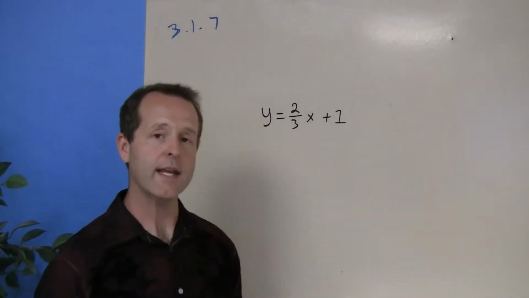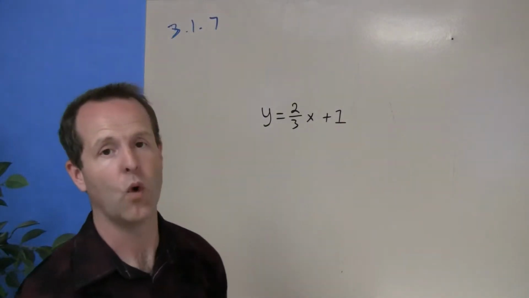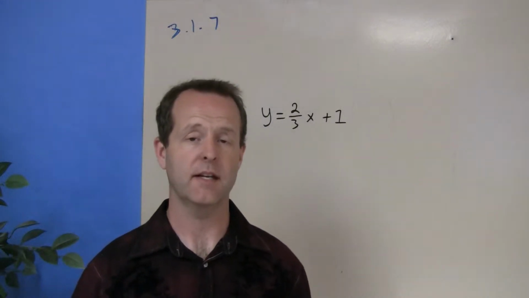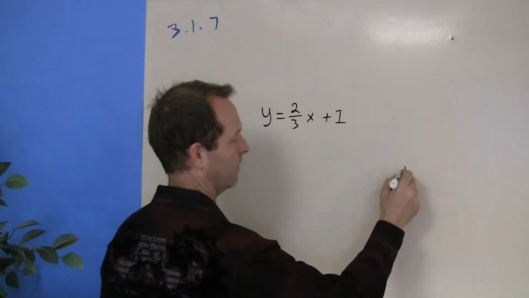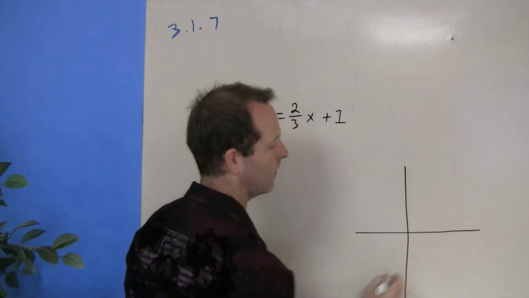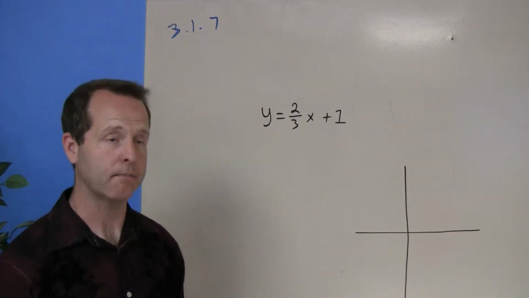We have the equation y equals 2/3 x plus 1. And I want to graph this linear equation to find out where it fits on the rectangular coordinate system. One way that we can do that is by plotting some points.